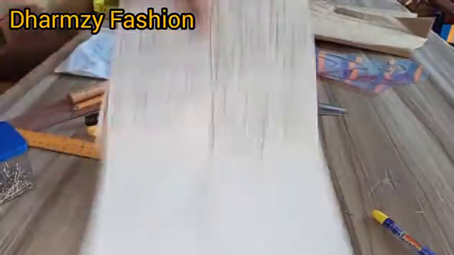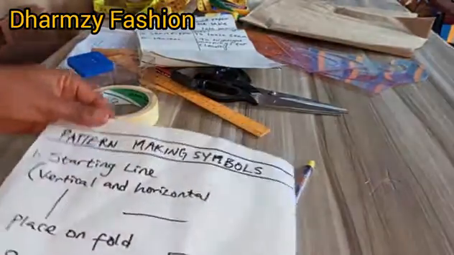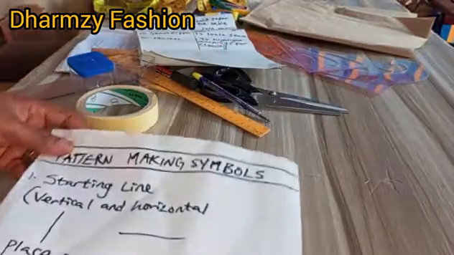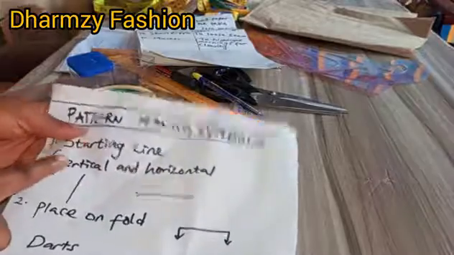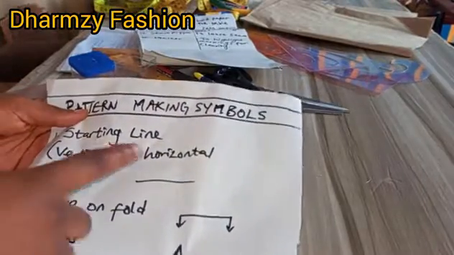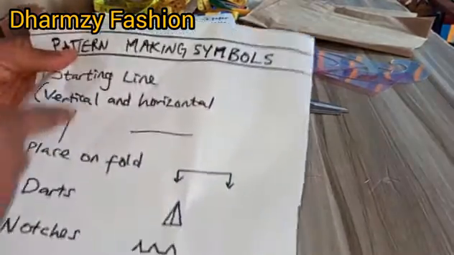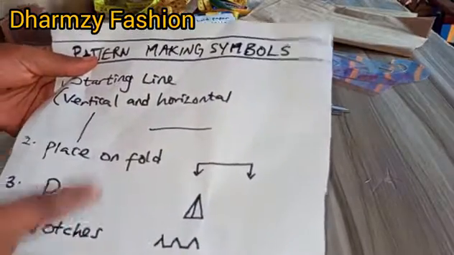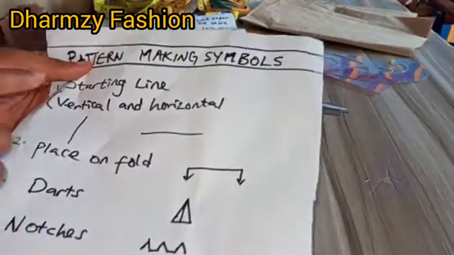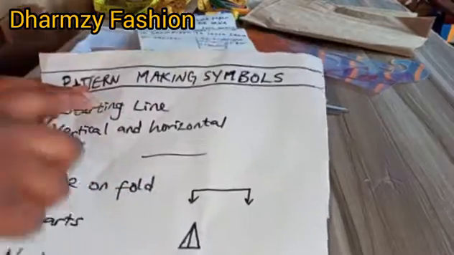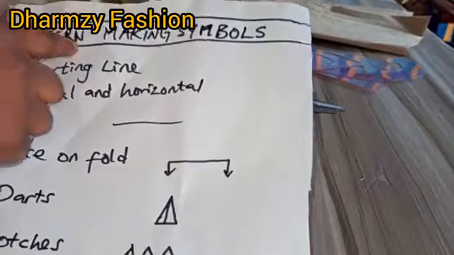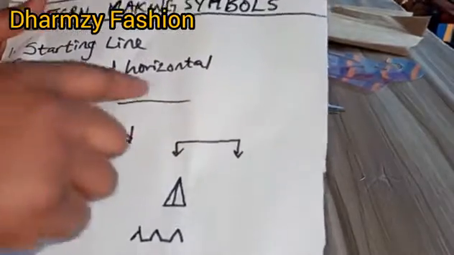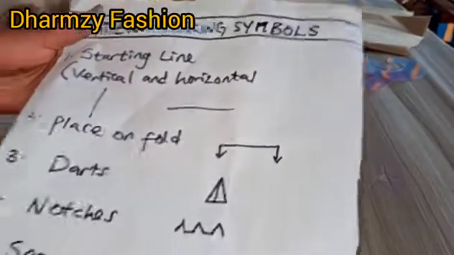These are marking symbols, pattern making symbols. We have the starting line. The starting line can be vertical and horizontal. The vertical means straight, as we all know. Then this is horizontal. Before you start any pattern, you have to make a border line. That is the starting line, vertical and horizontal. Those are the places you start your length measurement, your bust, your circumference, whichever one you want to measure.